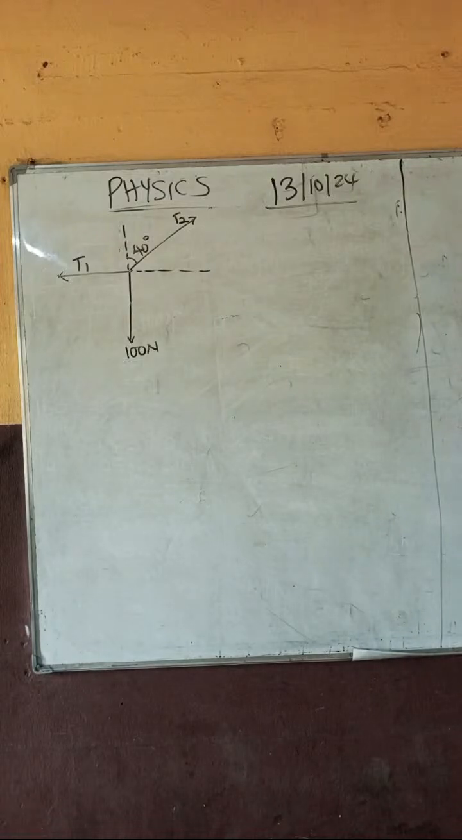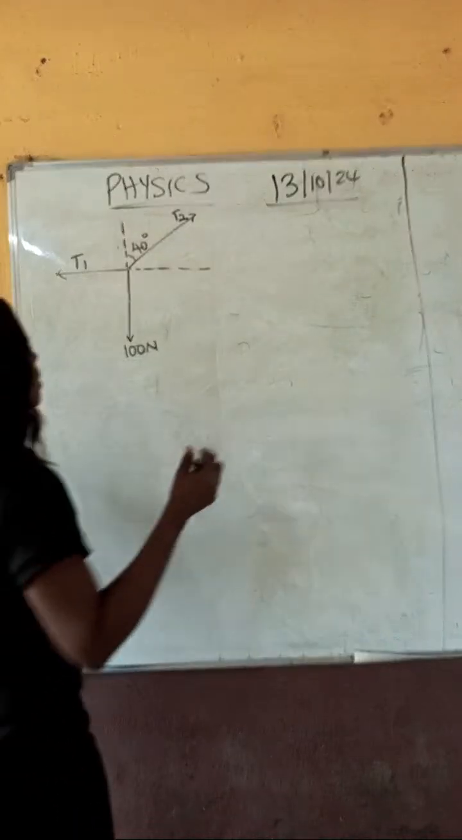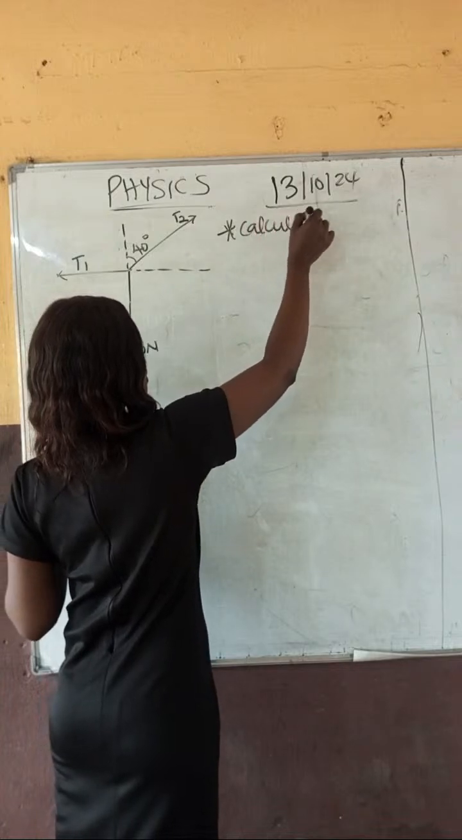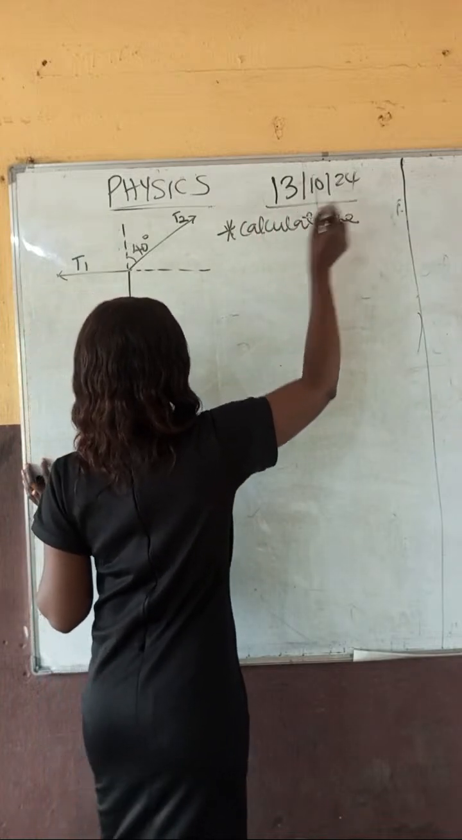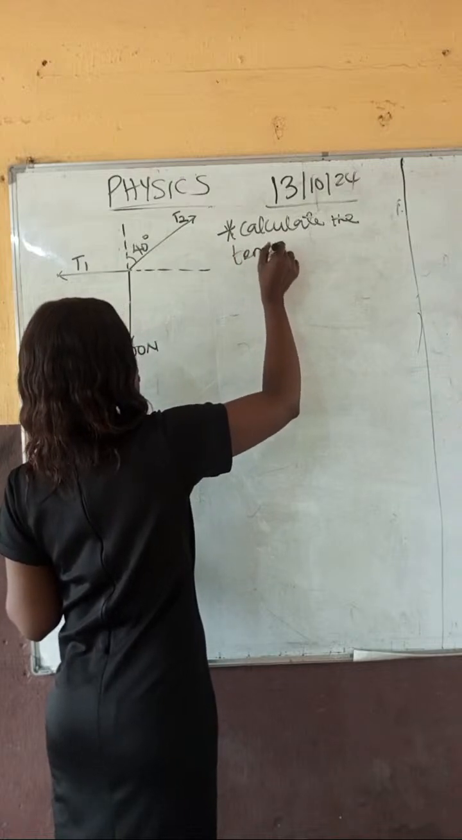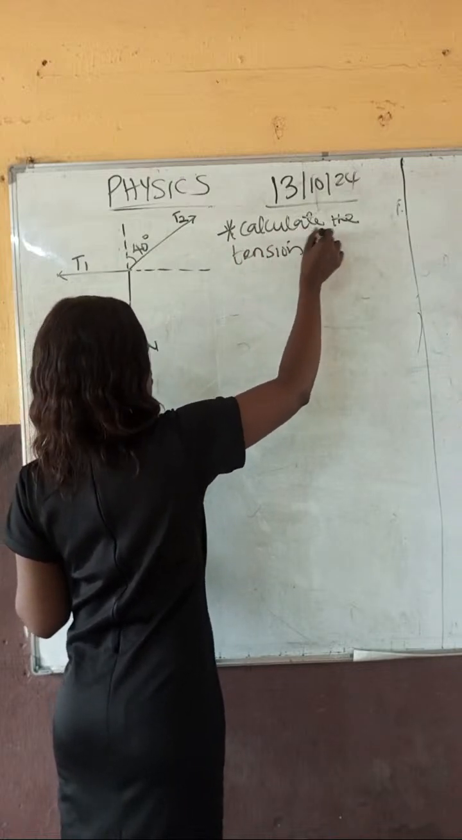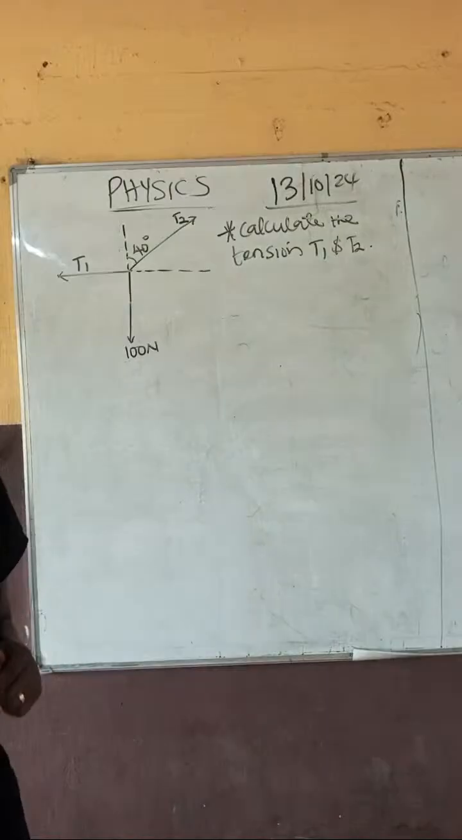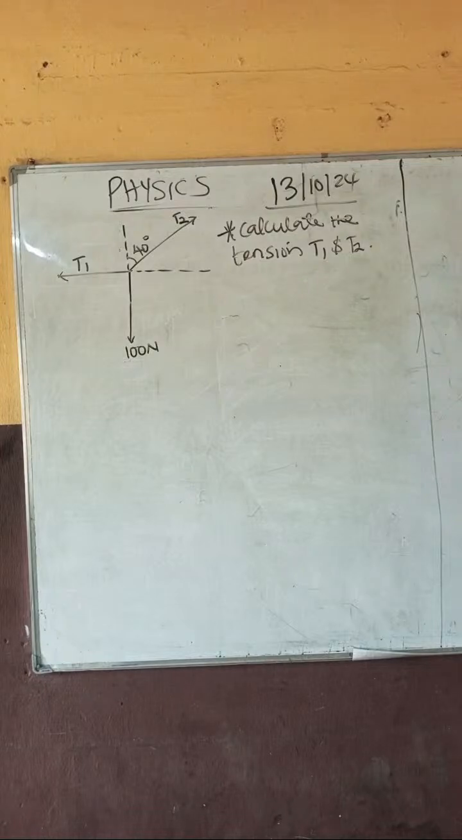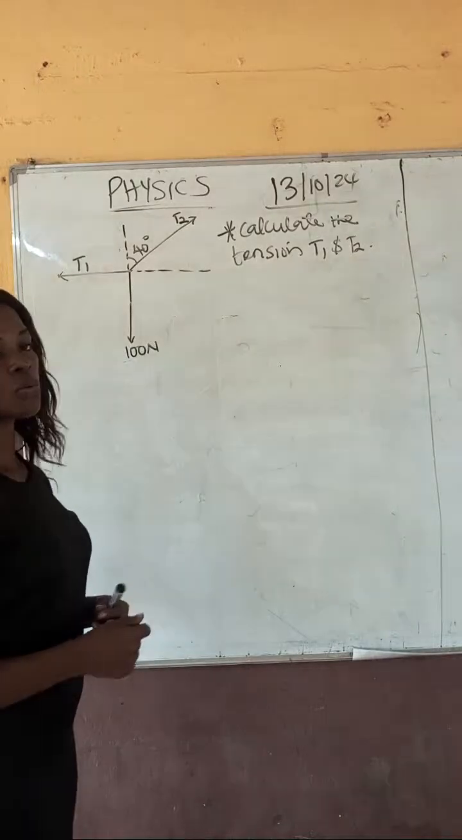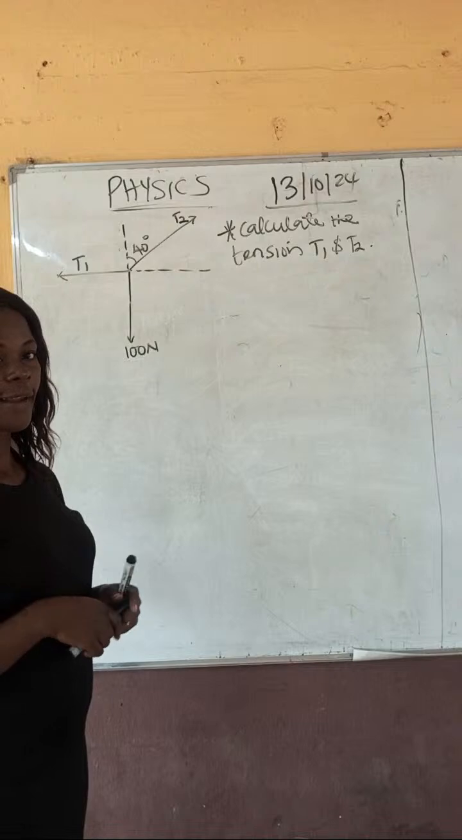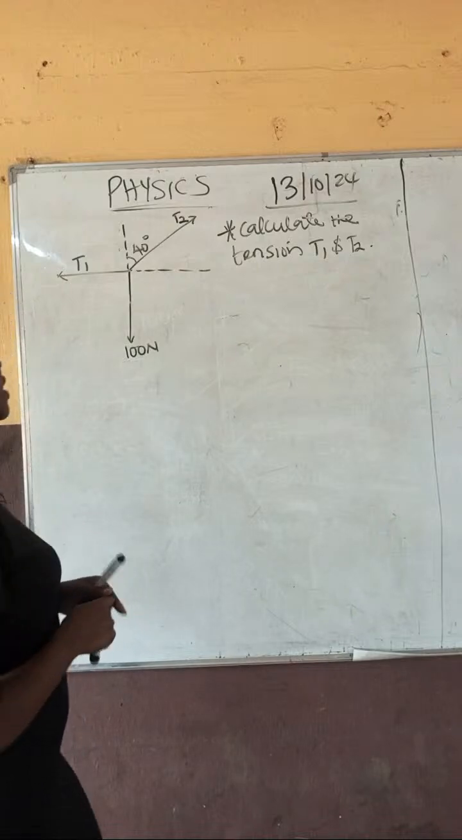Now, if you have this type of question, we are asked to calculate the tension T1 and T2. How do we solve it? The first step to take to solve this is to use the diagram and form a triangle from the principle of triangle of forces.